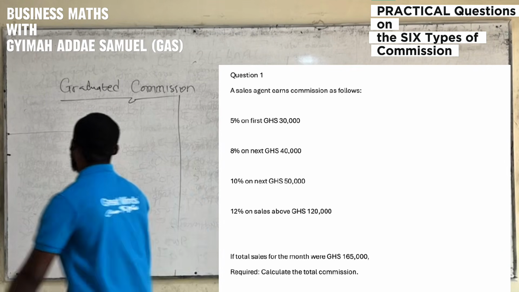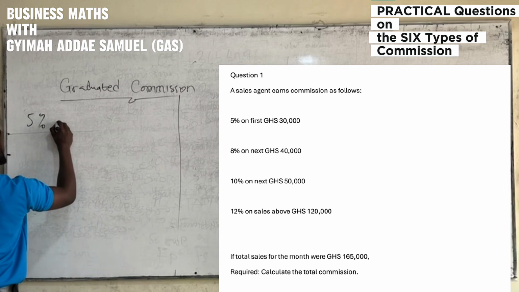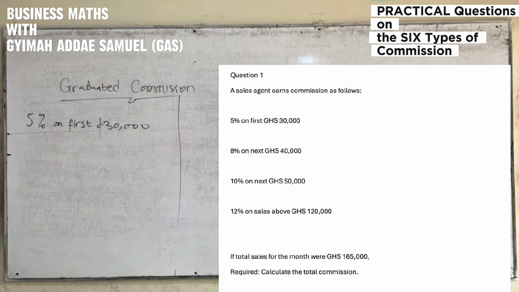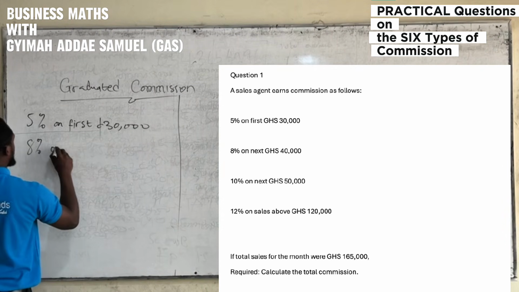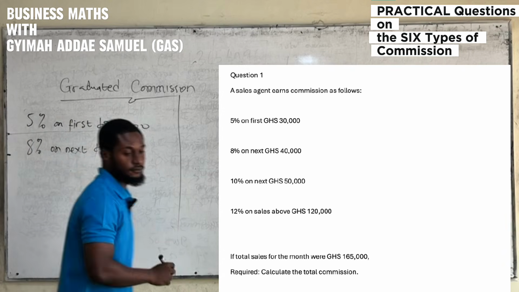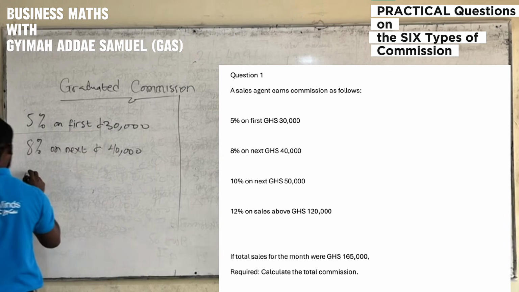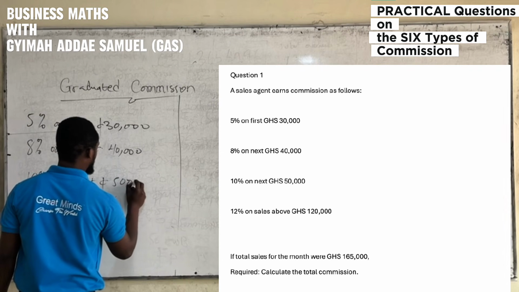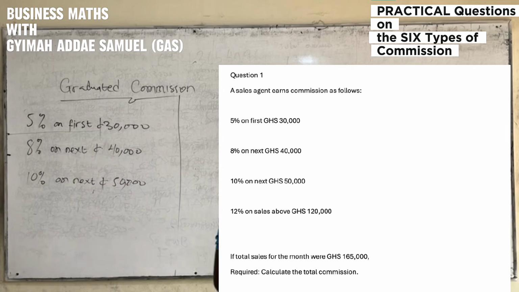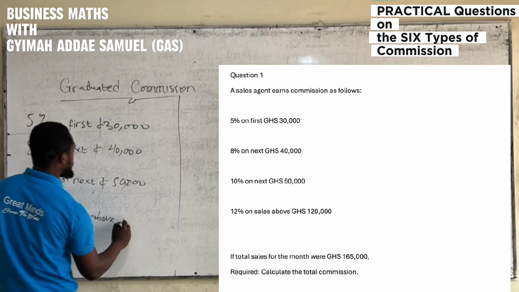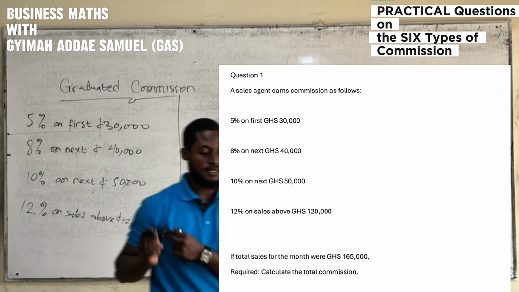5% on first 30,000 Ghana cedis, 8% on next 40,000 Ghana cedis, 10% on next 50,000 Ghana cedis, 12% on sales above 120,000 Ghana cedis. Now pay attention here.